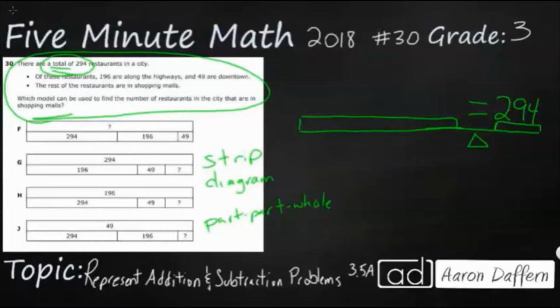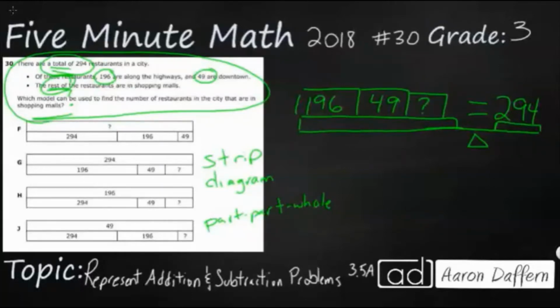So of these restaurants, we've got 196 on the highway, 49 downtown, and then the rest. So there's my unknown. I've got 294 restaurants, and it seems like we're just going to put 196 in a box here. We're going to put 49 in a box here. And then the rest is going to be my unknown, so I'm just going to put a little question mark here.